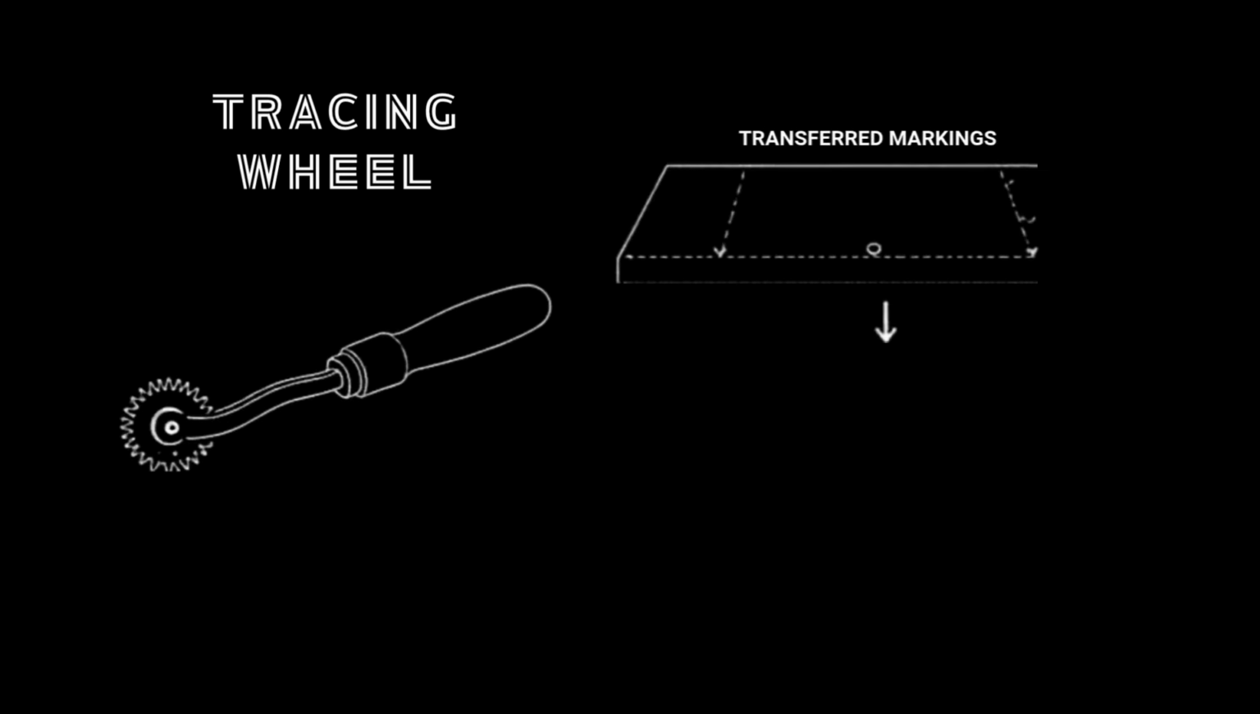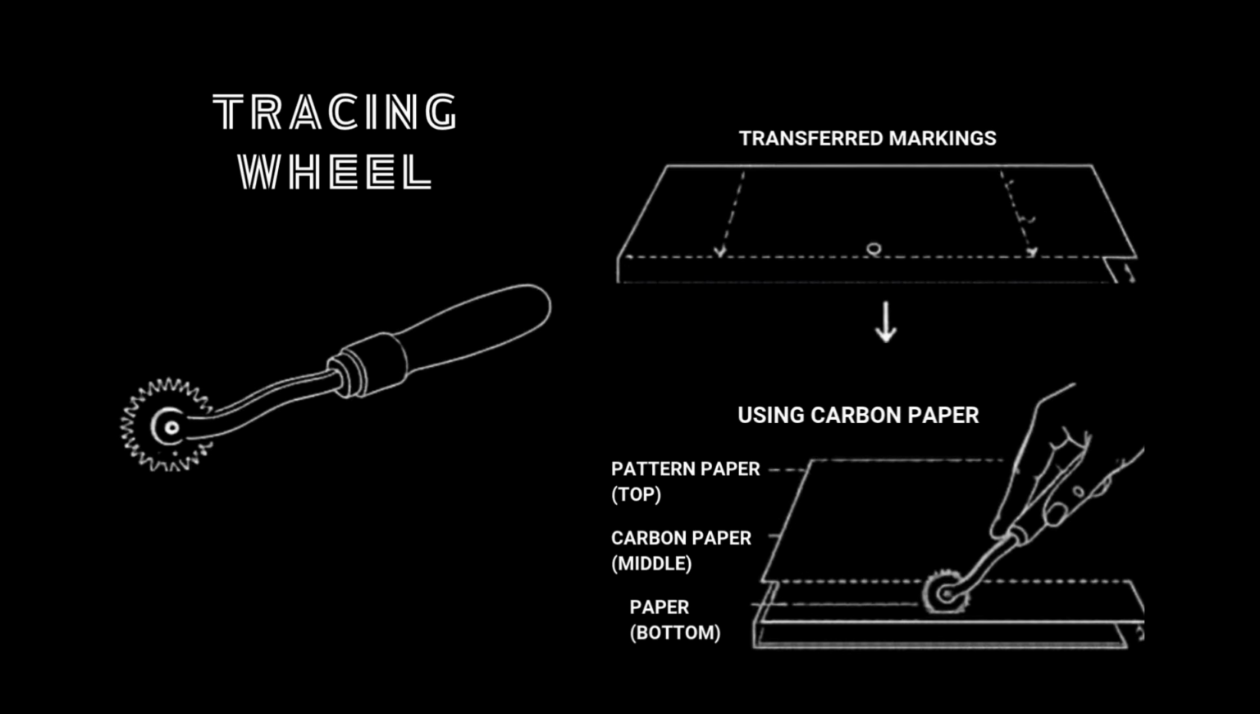In the drafting tools, we have a few tools which we use to transfer the marking from one paper to another. The very first one is a tracing wheel. A tracing wheel is used to transfer pattern markings from one paper to another. It is specially useful when you are using carbon paper or making a duplicate of pattern pieces.